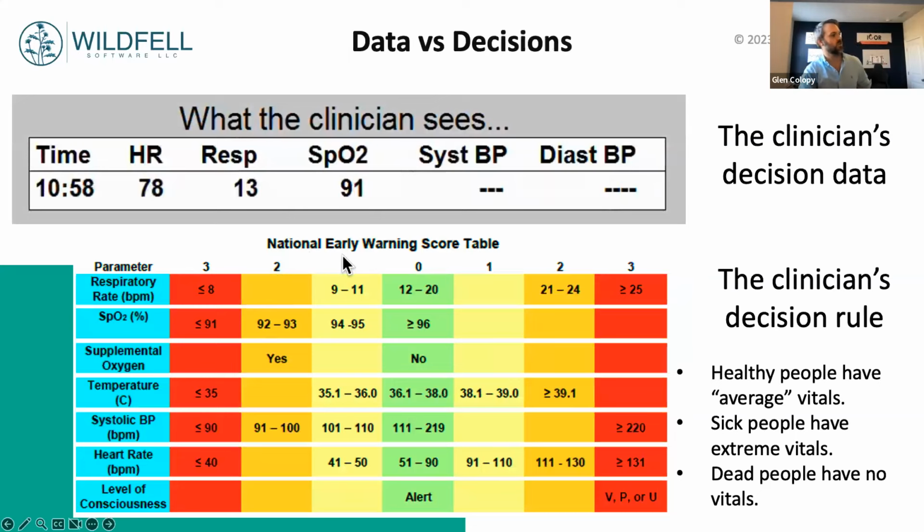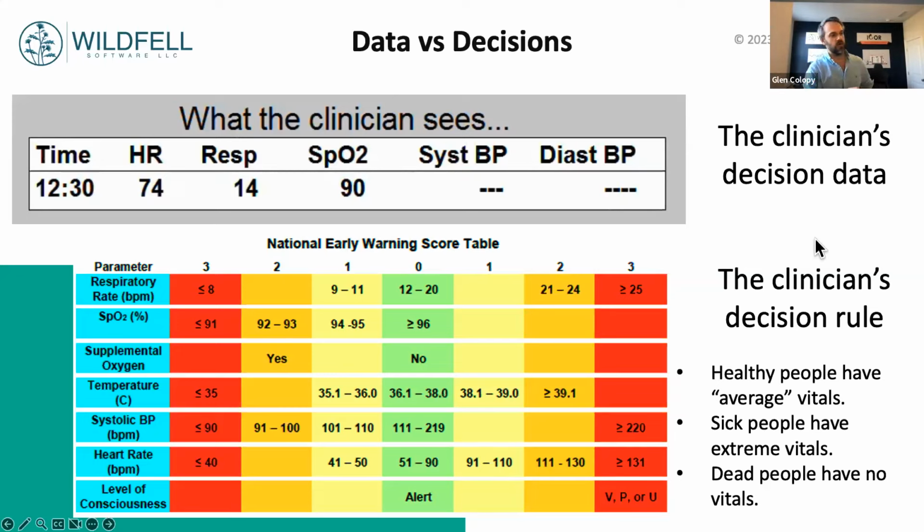Something like this. This is the National Early Warning Score. It's popular in the United Kingdom and some other Commonwealth countries, where you have a score based on, for example, your heart rate. Is it between 50 and 90? Is it below 50? Is it above 90? They dichotomize each vital sign individually and sum it up as a score.